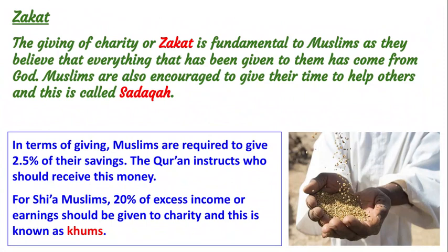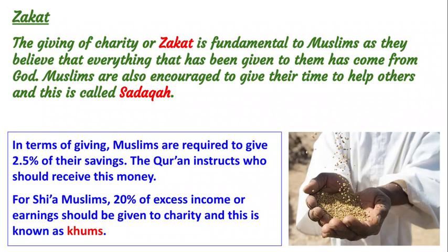So, like most religions, Islam recommends that people give to charity, or obliges people to give to charity, I should say. Now, the idea of giving to charity is called Zakat, and it's fundamental to Muslims as they believe that everything has been given to them from God. Now, Muslims are also encouraged to give their time to help others, and this is called Sadaqah. In terms of giving, Muslims are required to give 2.5% of their savings. So this is 2.5% of anything over and above the cost of bills, etc., things like that.